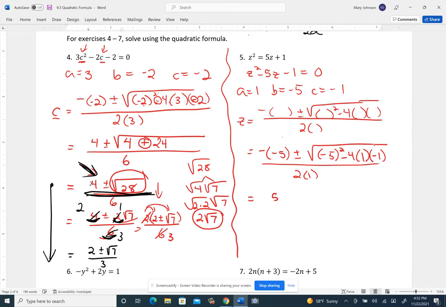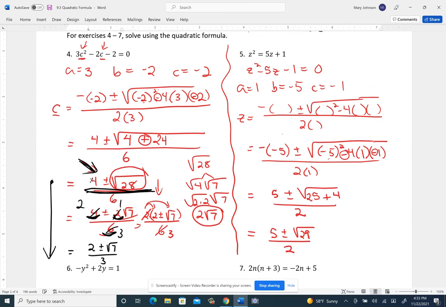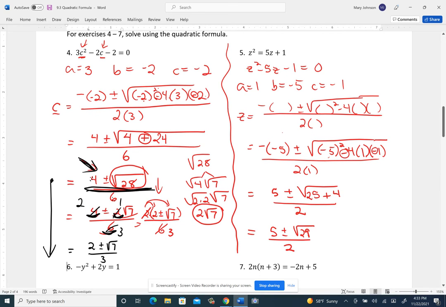So we wind up with 5 at the front, 2 in the denominator. Under the radical, we have -5 times itself, which is positive 25, and a negative times a negative would be plus something. So that's plus 4. Let me shorten these a little bit. All right, so we get a 5 plus or minus a square root of 29 all over 2. This one's a little easier than the previous one because 29 is a prime number, so there's really nothing more you could do. So your answer is already simplified all the way.